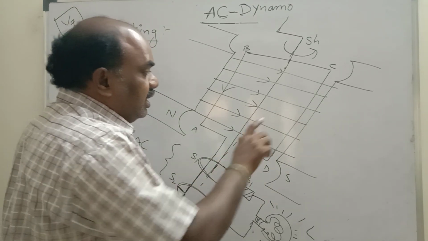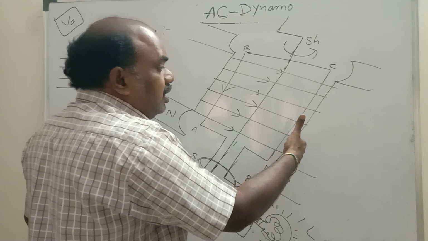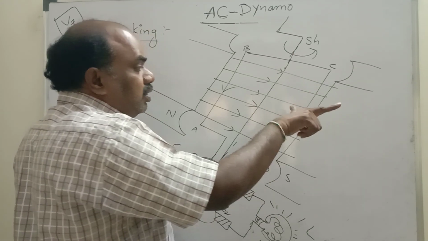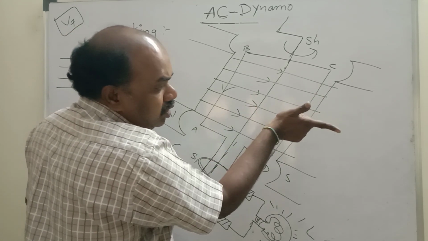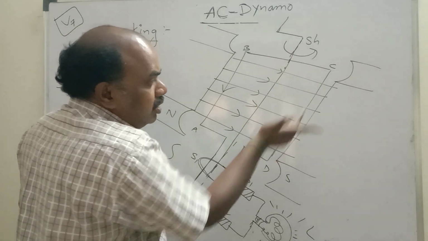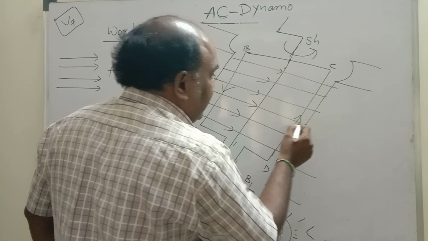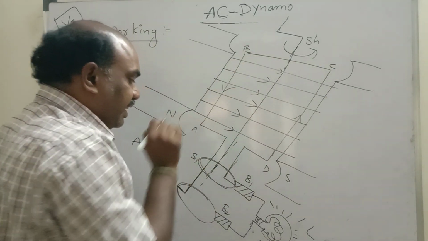Here what is the direction? Let us consider CD is going up. This is the uniform magnetic field, north to south. CD is going up, so the current will be inverse. Current is going in this direction and leaving in this direction.